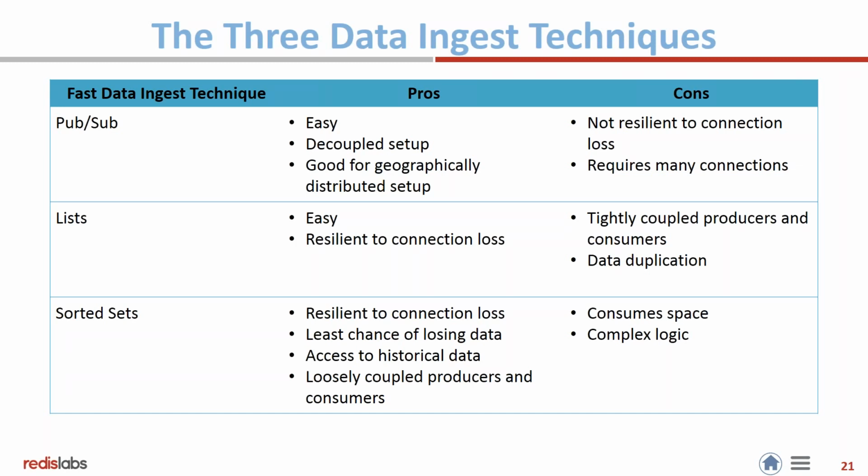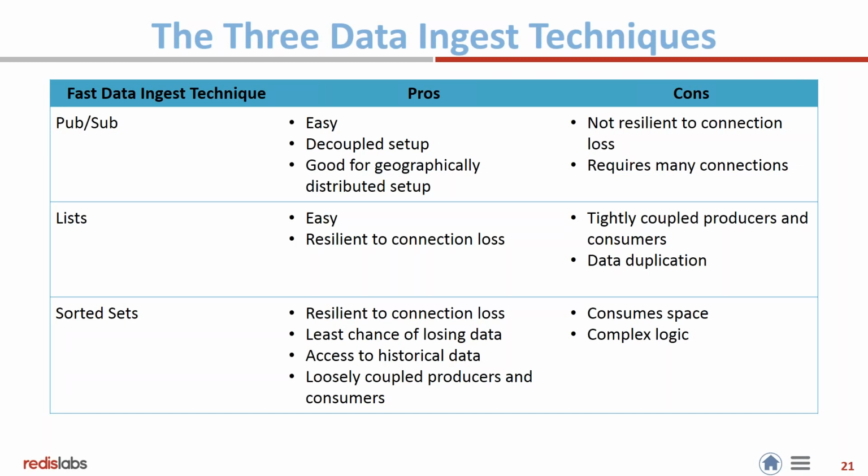Now, lists, once again, are very easy to use. They're resilient to connection loss. You add data to a list, and you lose connection, so what? The data is always there in the list. You can pull the data when you get the connection back. But the problem here is the producers and consumers are tightly coupled. The producers need to know where the consumers are, and they need to manage a separate list for each consumer and push data to each list. And also, you have the problem of data duplication because you need to store the message for each consumer.